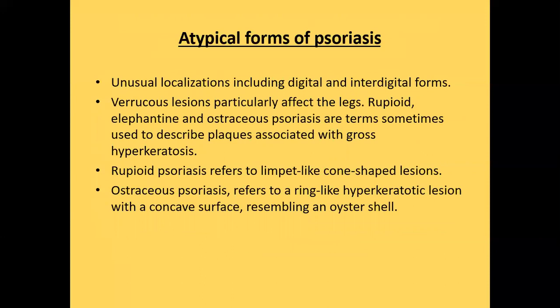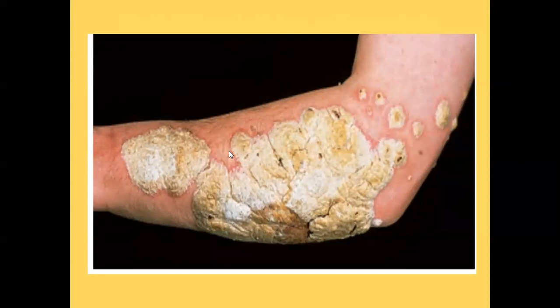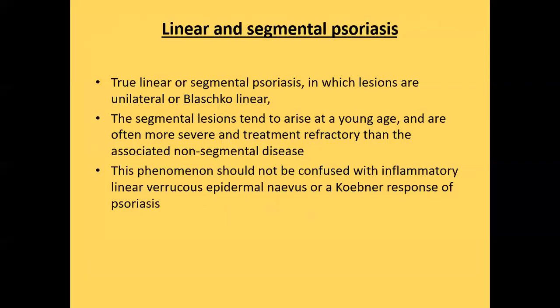In addition, there are certain atypical presentations of psoriasis. For example, psoriasis limited to digits or interdigital clefts. Then verrucous lesions, which are called rupioid, elephantine, or ostraceous psoriasis. This is described as plaques with gross hyperkeratosis. Rupioid psoriasis is also referred to as limpet or cone-like lesions, scales. Ostraceous psoriasis refers to ring-like hyperkeratotic lesions which are concave in the center, like an oyster shell. So this is elephantine or ostraceous psoriasis. You can see that the scales are quite thick and hyperkeratotic as compared to usual psoriasis.